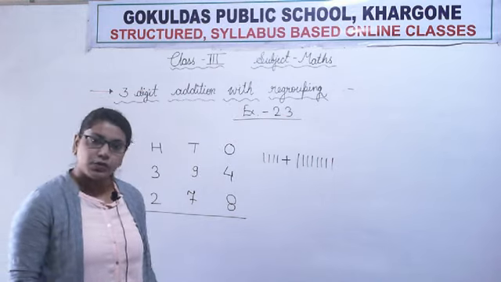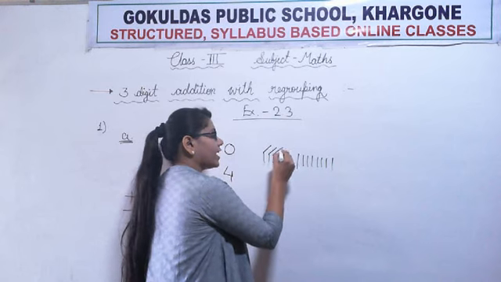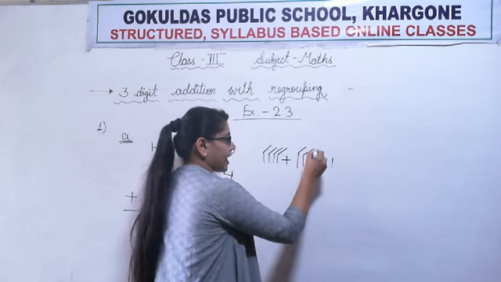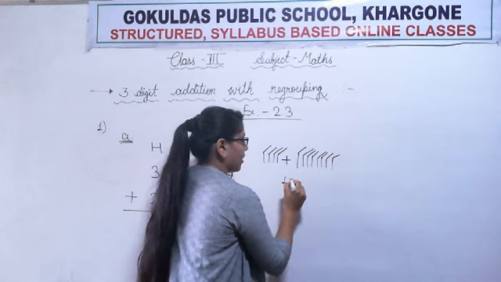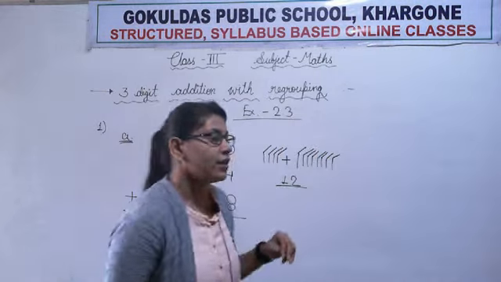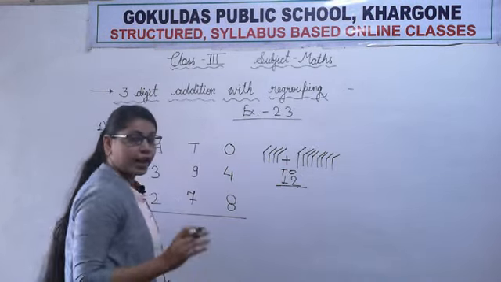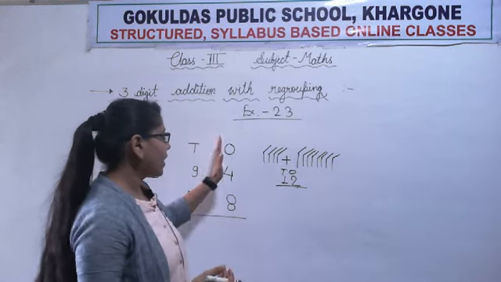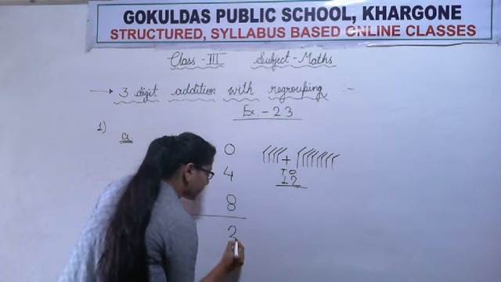Now let's count how many sticks do we have. 1, 2, 3, 4, 5, 6, 7, 8, 9, 10, 11 and 12. We added one digit and got a 2 digit answer. So what we will do? We will then regroup that number in the form of ones and tens. So how many ones are there? 2. So we will write 2 here.